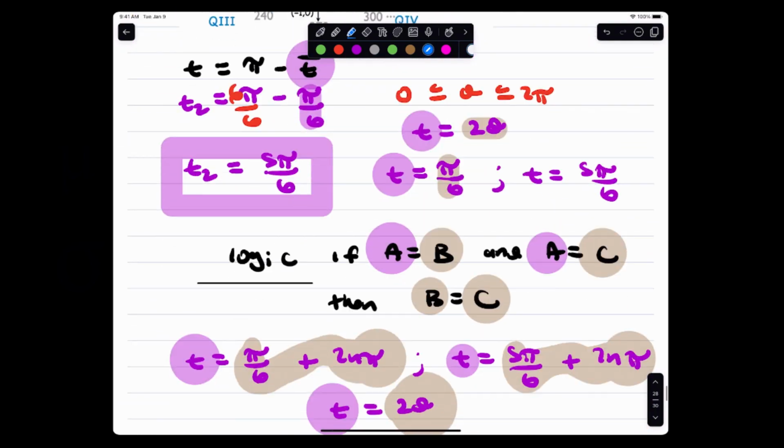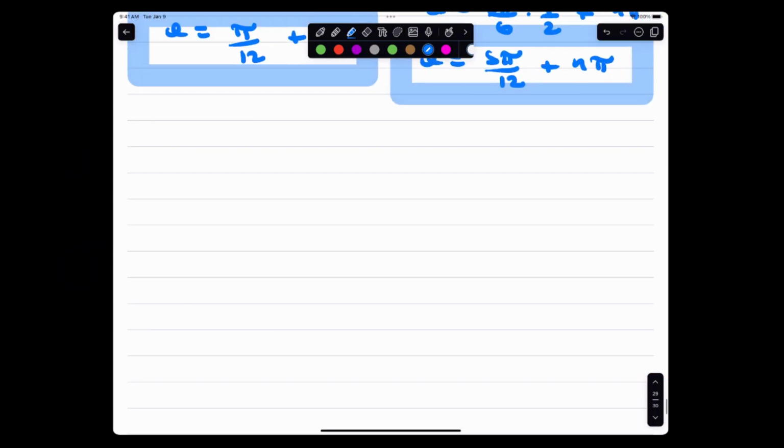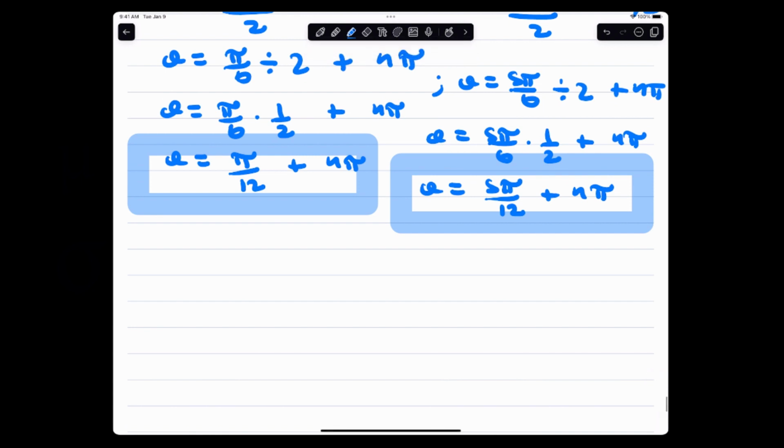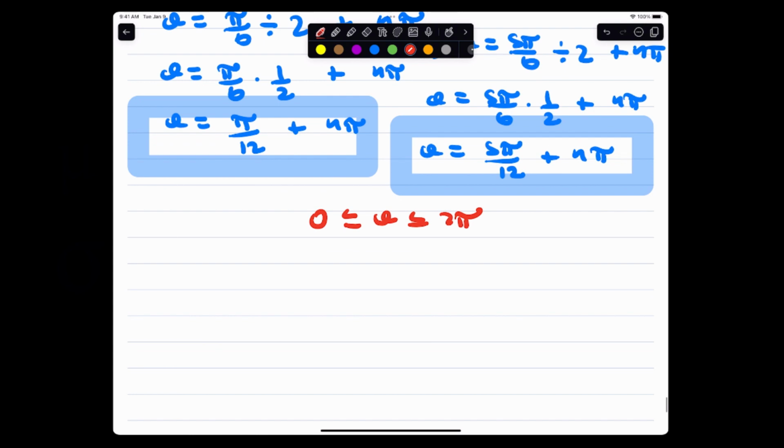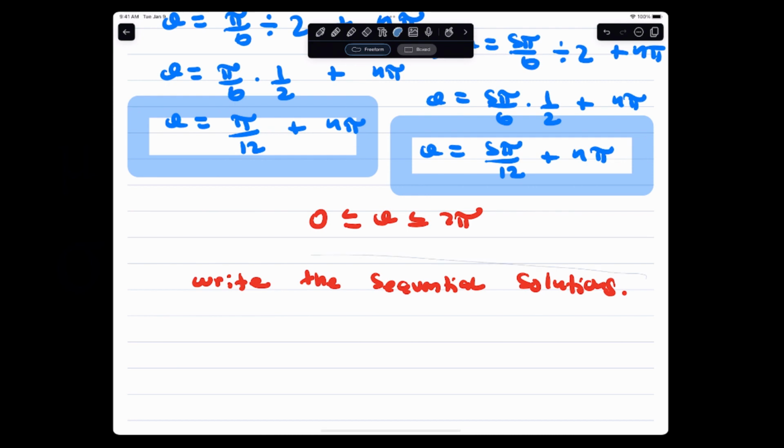So now, ladies and gentlemen, you might say, they gave me a restricted domain, though. Okay? You go, how do I find all the solutions between 0 and what? 2 pi. What do I do with this? What I'm going to also recommend at this point is to do what? Do what we did yesterday. Write the what? Sequential solutions. Write your sequential solutions.